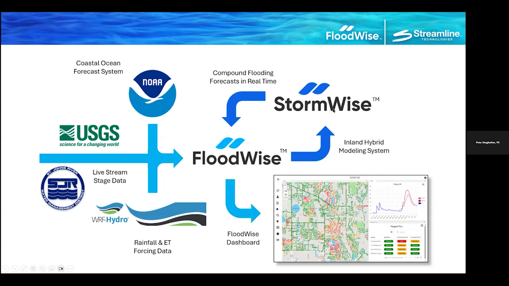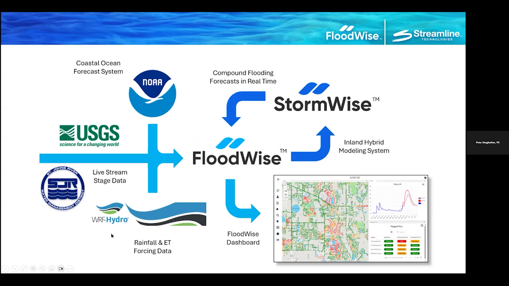So we can have multiple instances of Stormwise. For example, we can have a system set up for Bonita Springs. We can have one in Orange County. We can have one up in Mecklenburg County in North Carolina, one out in Texas. So all of these run independent of the other ones, but they all request their data through Floodwise, and Floodwise determines whether there's a coastal hookup, whether we're using USGS stream gauges. We can also incorporate St. Johns River Water Management District live data, and then we're pulling in rainfall and ET forcing data.